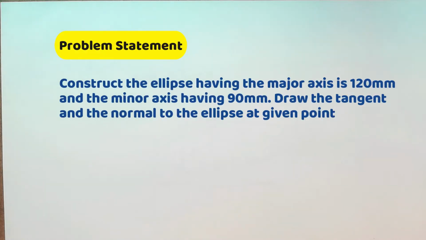Or the problem can be written in another way: construct the ellipse having the major axis equal to 120 mm and minor axis of 90 mm. Draw the tangent and normal to the ellipse at a given point. So let us construct the solution.